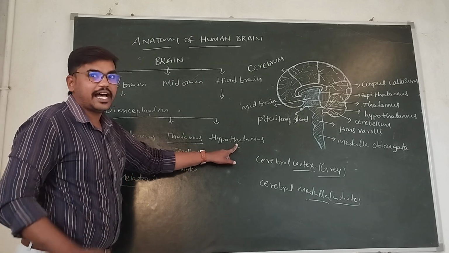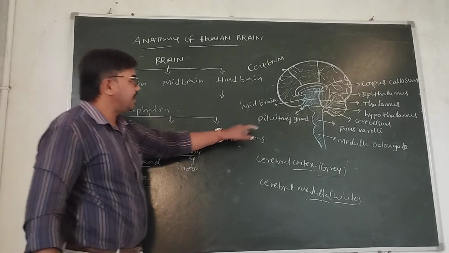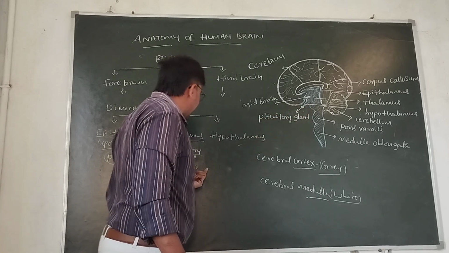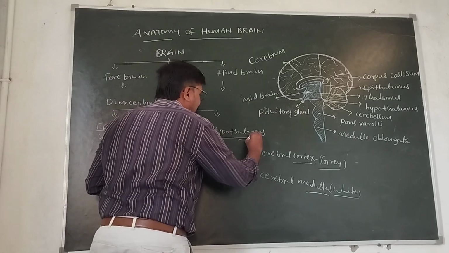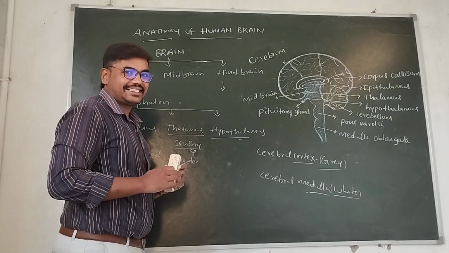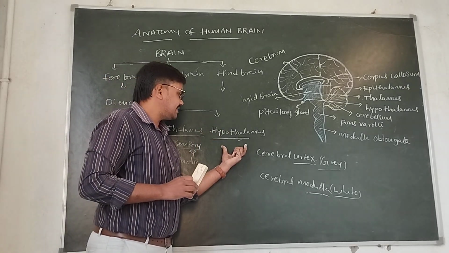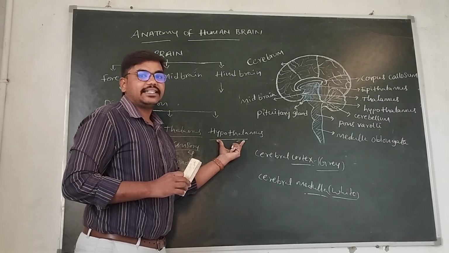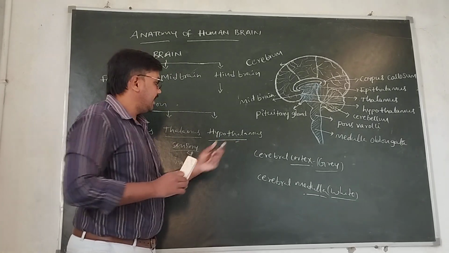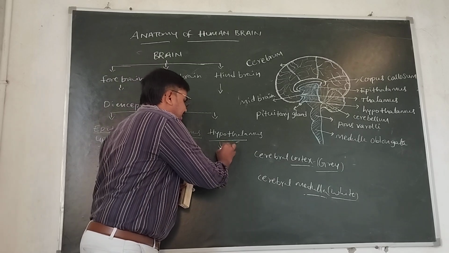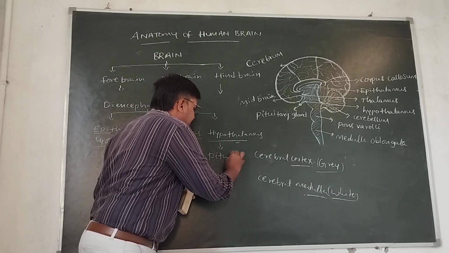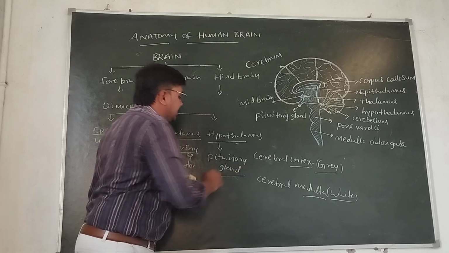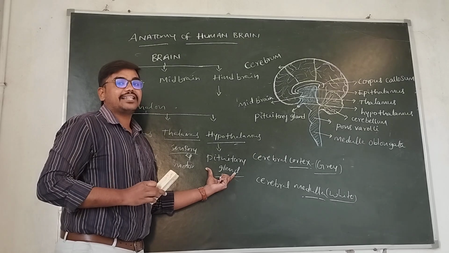Next, the third one is the hypothalamus. The hypothalamus is the base of the thalamus. This hypothalamus contains a number of neurosecretory cells. These neurosecretory cells are called hypothalamic cells. They secrete hormones. And the hypothalamus is connected with the pituitary gland. This pituitary gland is called the master gland.